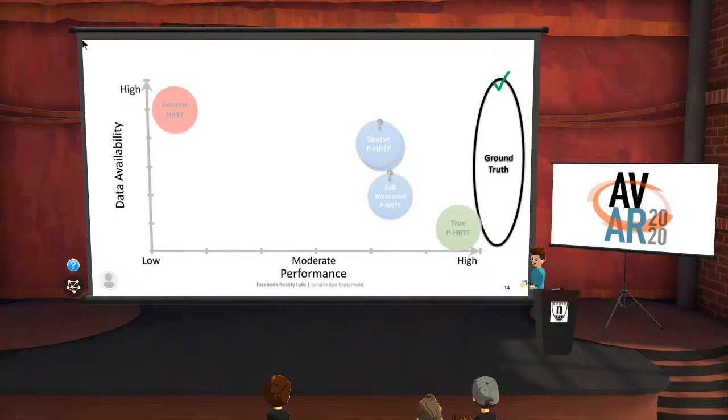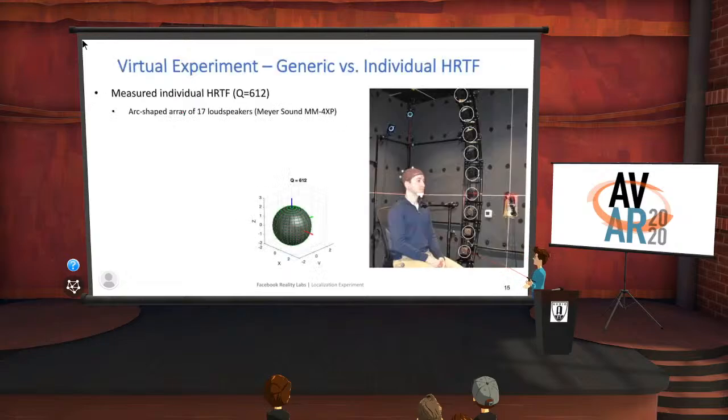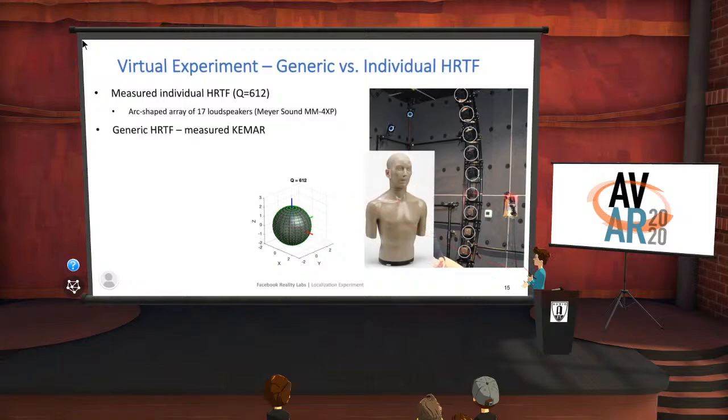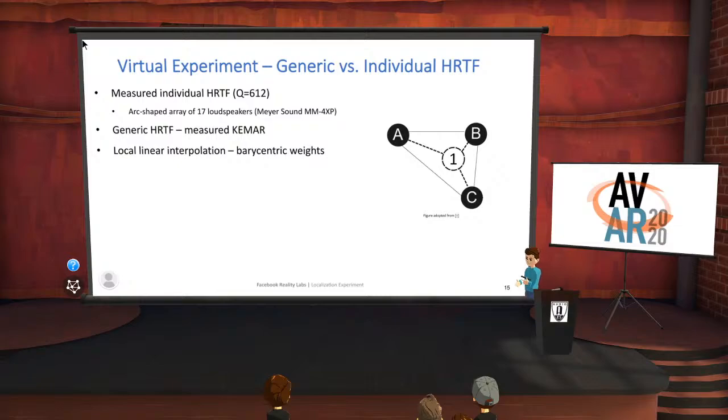So now we can go ahead and evaluate the virtual sound, just replacing the actual loudspeakers with headphones, and we can do the same experiment. First we want to evaluate these 2 corners, the generic HRTF versus the full measured personalized HRTF. For this we measured HRTFs for each subject using our system, which comprises an arc-shaped array of 17 loudspeakers, and we're measuring a total number of directions. For the generic HRTF, we measured KEMAR with the same system.